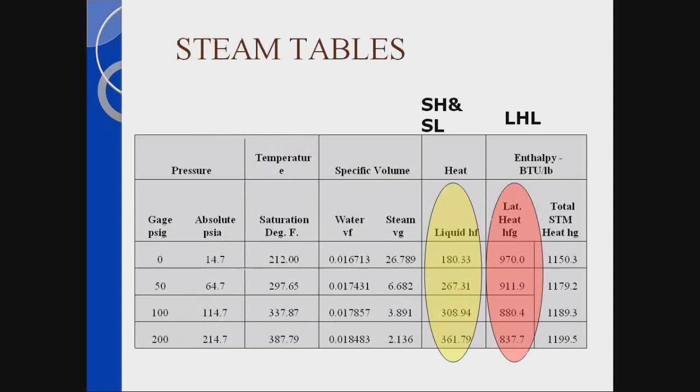If you go to the saturated steam tables and look up the sensible energy of the liquid high, you will see it's at 308 BTU per pound. If you look at the sensible low, it's 180.33 BTU per pound. If you look at the latent heat low, which is LHL, it's 970 BTU per pound.